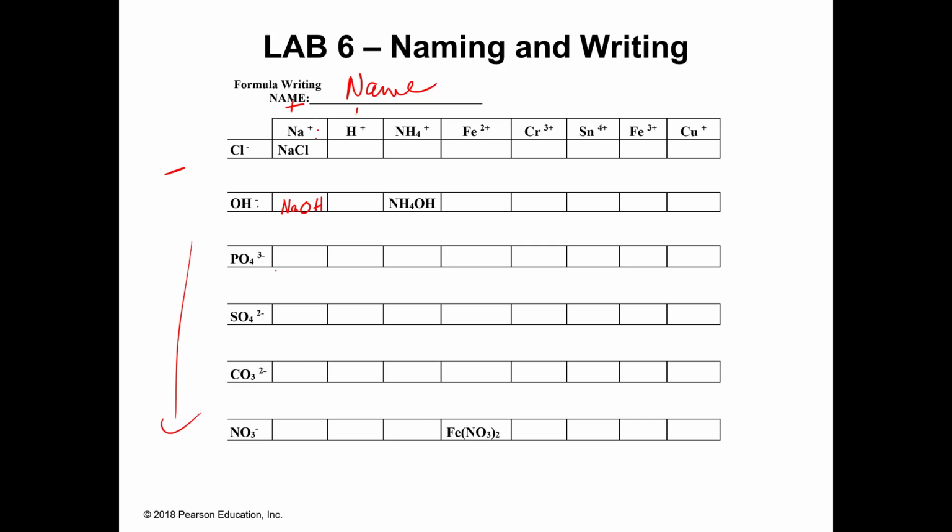When I get to the PO4, I know Na is still a plus one. PO4 is a 3-. So how many sodiums do I have to have to cancel that minus 3? I have to have 3 of them, because then 3 times 1 is a plus 3, and they have to be neutral. Or, if you remember, if this is a plus 1 and that's a minus 3, I can also swap and drop. On the SO4, this is a 2-, this is a plus 1. So I'm going to take the 2 here, and the 1 goes there, which is understood, and so it's Na2SO4.